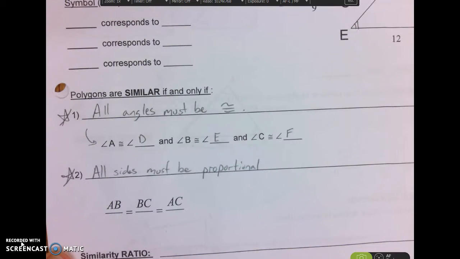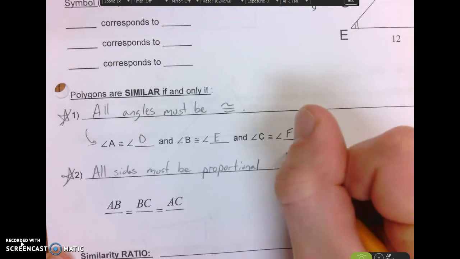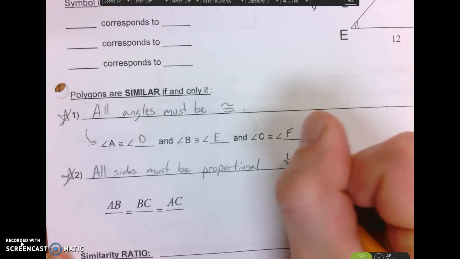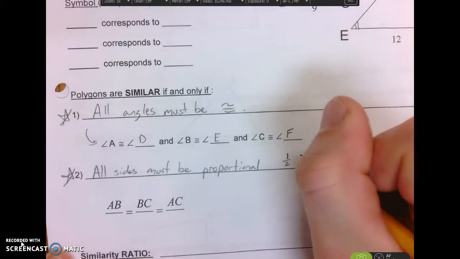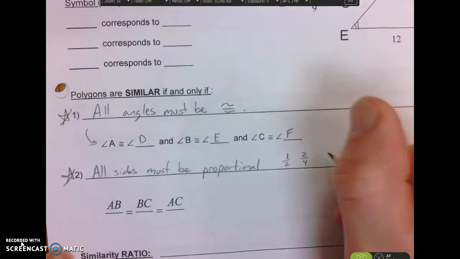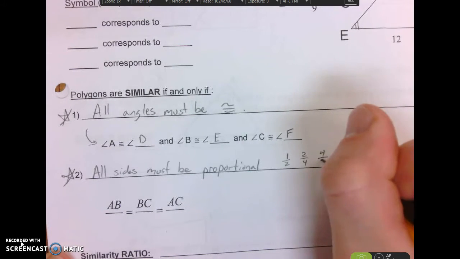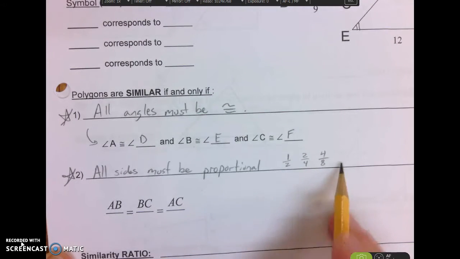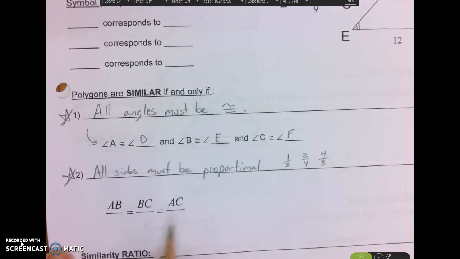Okay, and by proportional, it means that we get fractions that are equal to the same thing. Like if I simplified the sides, I'd get like 1/2. Let's say I got a 2/4, and let's say I got a 4/8. Every one of these would simplify to 1/2. They would be proportional. So we'll work that out.